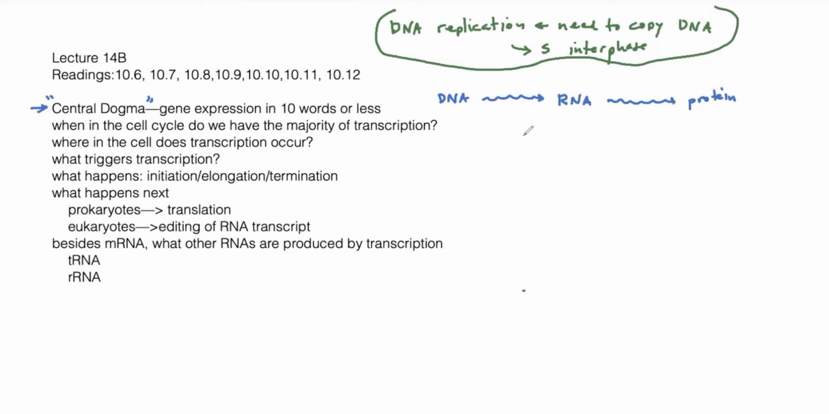The other thing about this, which is not completely addressed in the textbook: when in the cell cycle do we see the majority of transcription? This is basically gene expression.